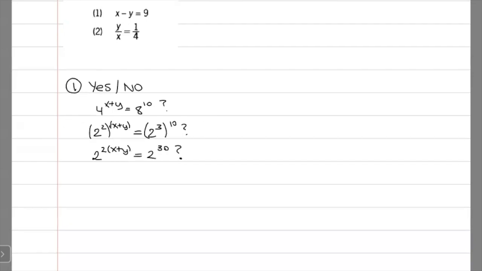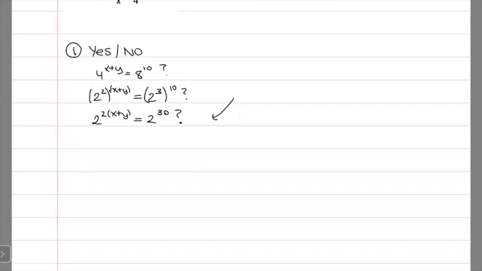Notice I'm always putting a question mark just to make sure that you don't think that this is something that they're telling you for certain. We don't actually know if this is true or not. That's what we're trying to figure out. So now that the bases are the same, we can just focus on the exponents. So we're trying to see if 2 times x plus y equals 30, which is like saying it's x plus y equal to 15.